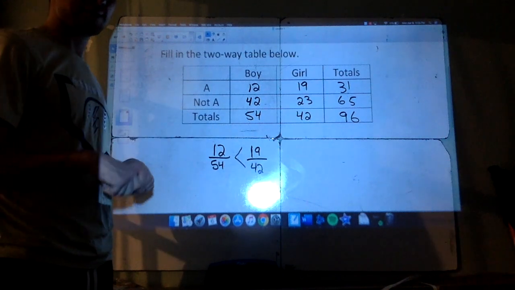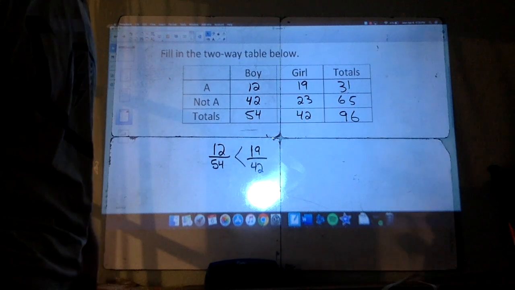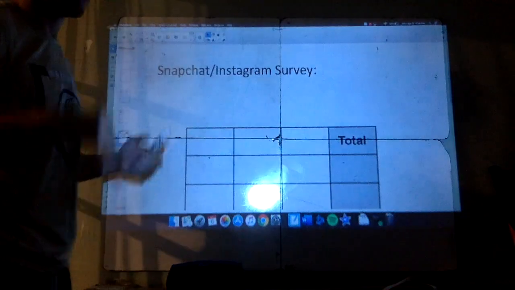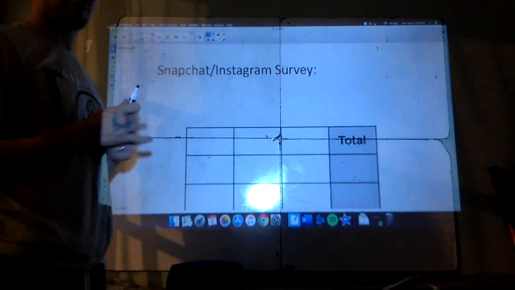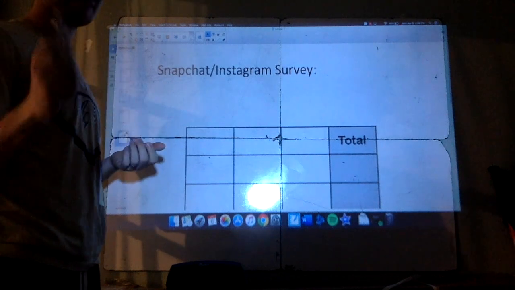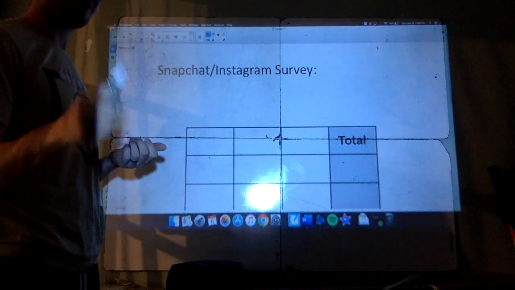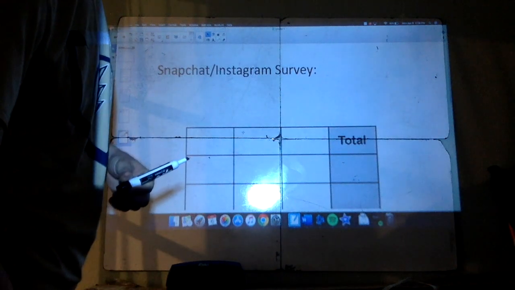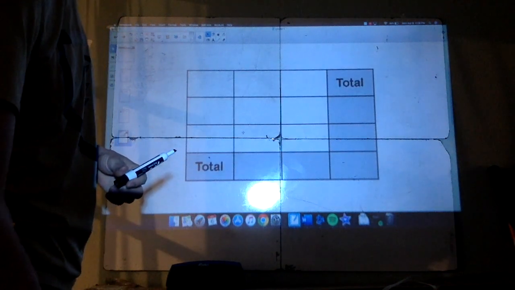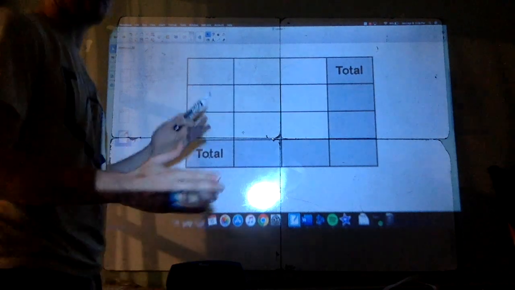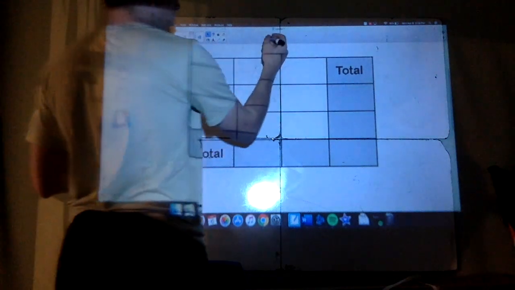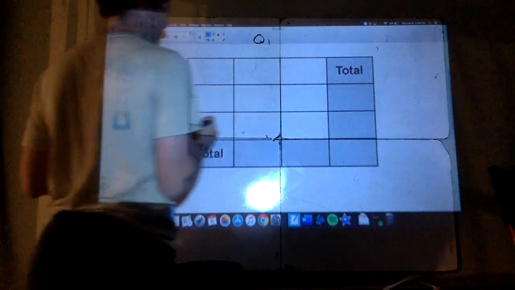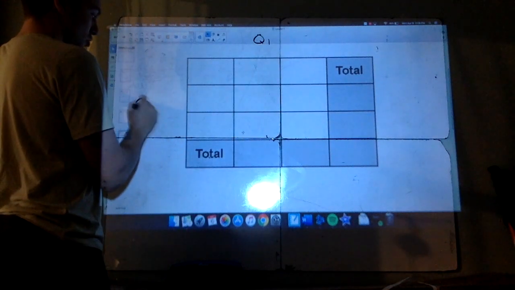That's what it means. So our last thing for today, the last thing we're going to do is we're going to get to your homework. So what you're going to do is you're going to make a Snapchat or Instagram survey. So what that's going to look like. So if we look at this, you're going to make 2 questions, and each question has to have only 2 options. So question 1 goes up here. Question 2 goes over here.